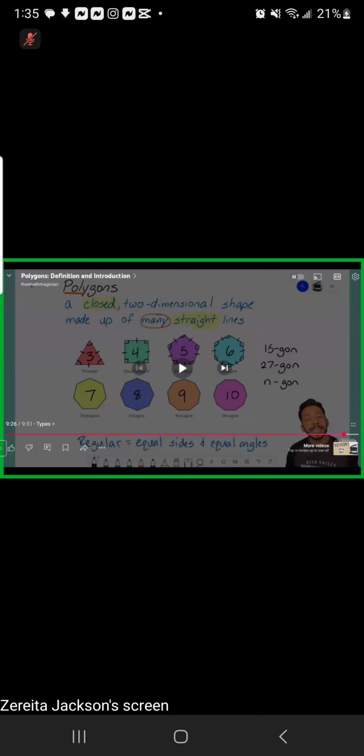And if you are dealing with a question that gives the name of the polygon, you should have an idea of the number of sides and whether or not the polygon is regular or non-regular. Everybody good on that?